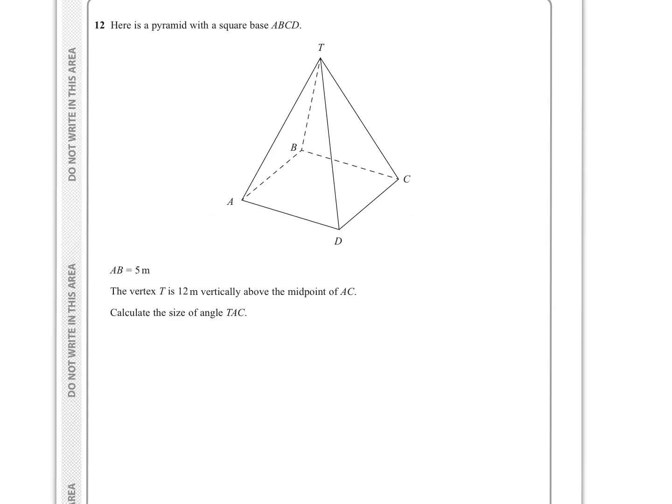Question 12. We're given a pyramid with a square base, so we'll mark these as being equal, and AB is 5 meters, so they're all going to be 5 here, in meters of course, and the vertex T is 12 meters vertically above the midpoint of AC.